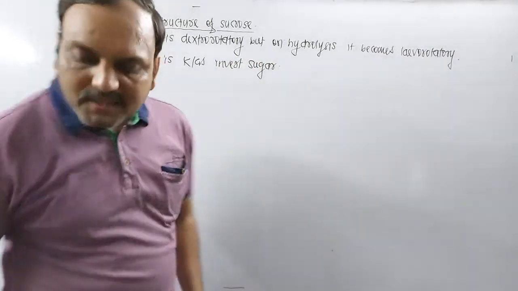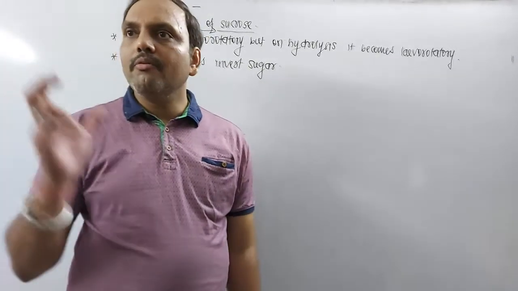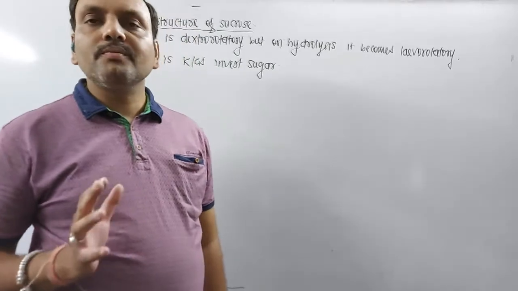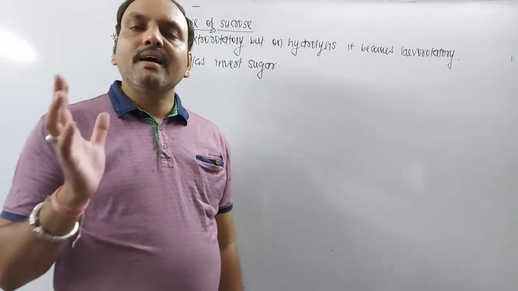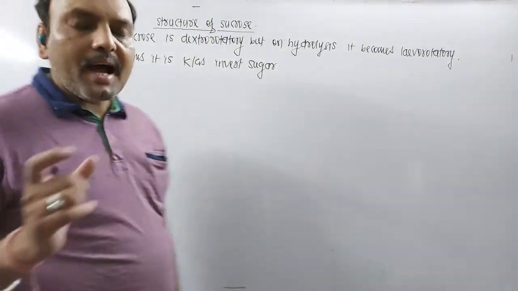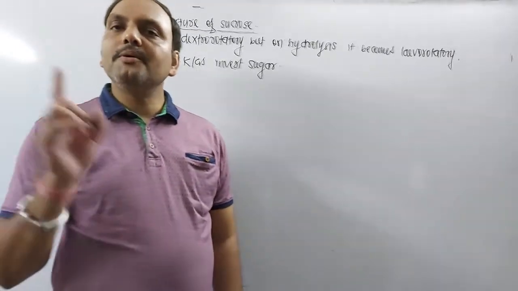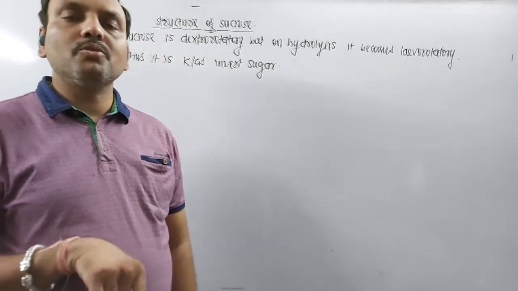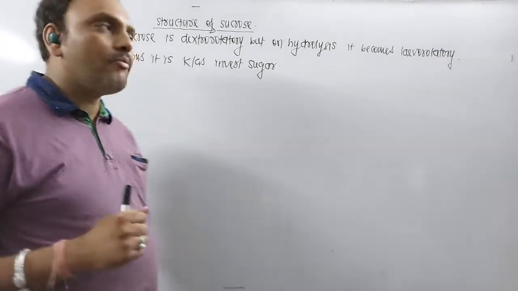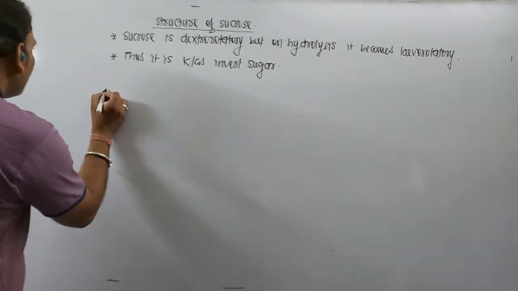Now, as far as the structure of sucrose is concerned, it consists of 1 mole of glucose, that is alpha D glucopyranose, and 1 mole of beta D fructofuranose. So what happens exactly? Carbon number 1 of alpha D glucopyranose and carbon number 2 of beta D fructofuranose get connected by means of glycosidic linkage, and that leads to the formation of what? Sucrose. Now let me explain the structure of the sucrose.